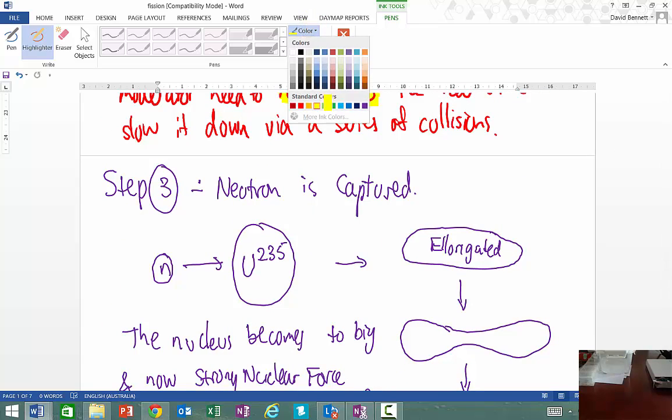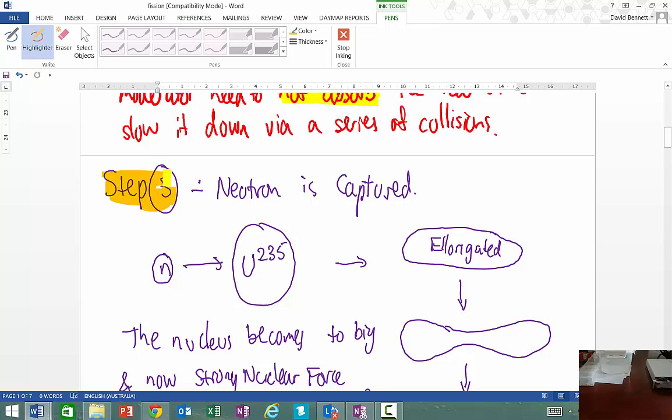So in step 3 of the process, we capture the neutron. In here, what's going on is the neutron goes into the uranium-235.